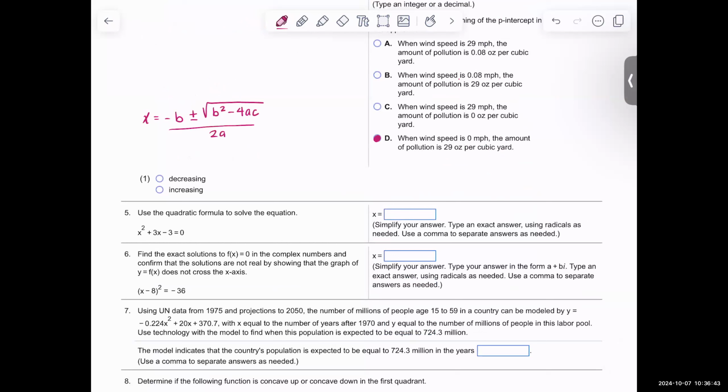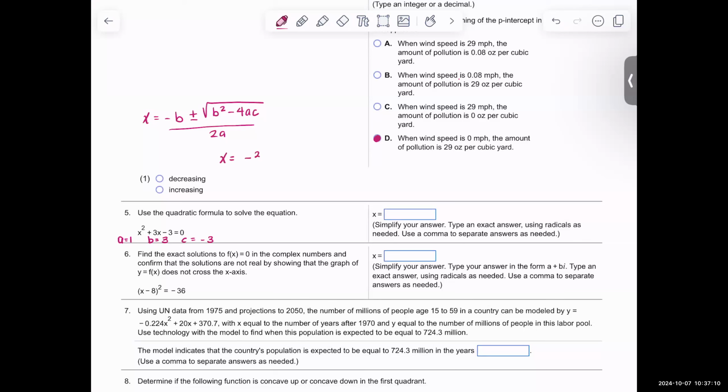So I need to decide what a, b, and c are. a is the coefficient in front of the x squared, so it is the number 1. b is the number in front of the x, so it is 3. And c is the constant, which is -3. Make sure you take the sign with the coefficient. So let's make those substitutions.